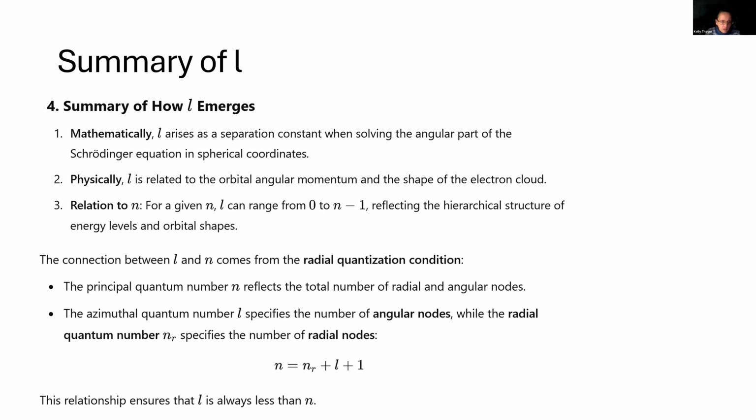So the connection between L and n comes from the radial quantization condition. The principal quantum number n reflects the total number of radial and angular nodes, and the azimuthal quantum number L specifies the number of angular nodes, while the radial quantum number specifies the number of radial nodes. This means that L will always be less than n.